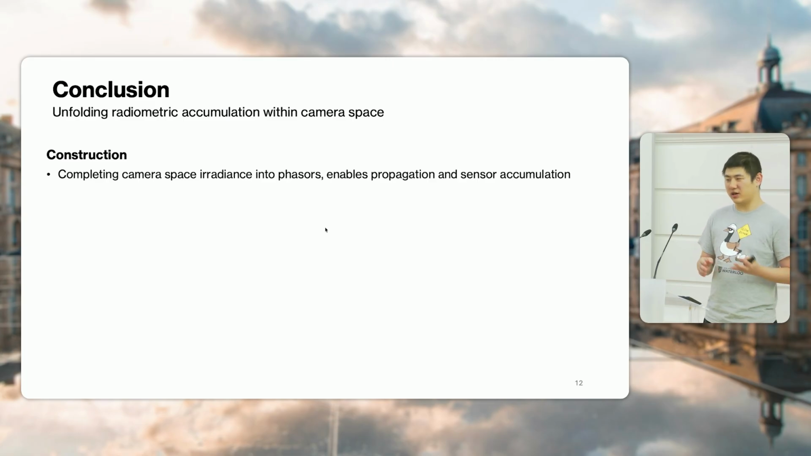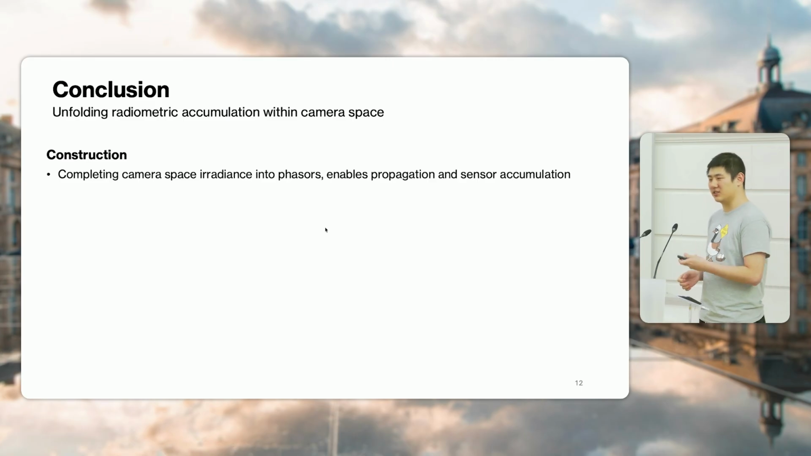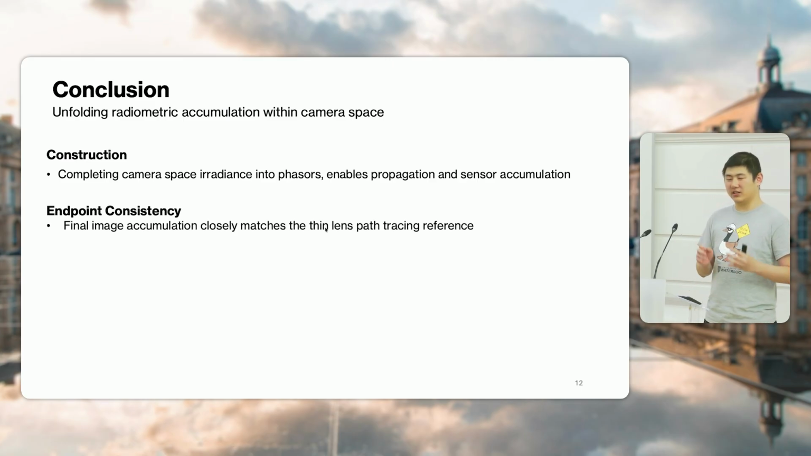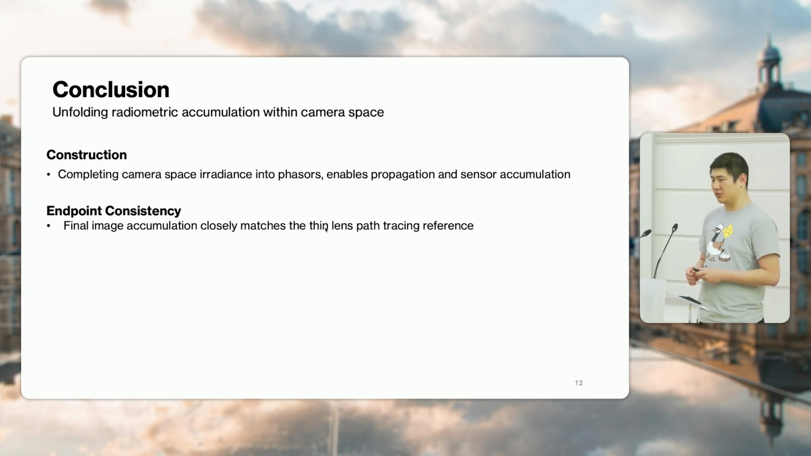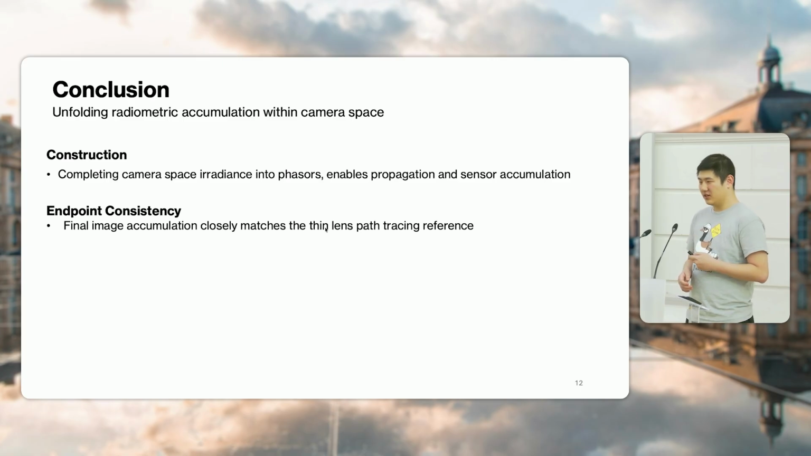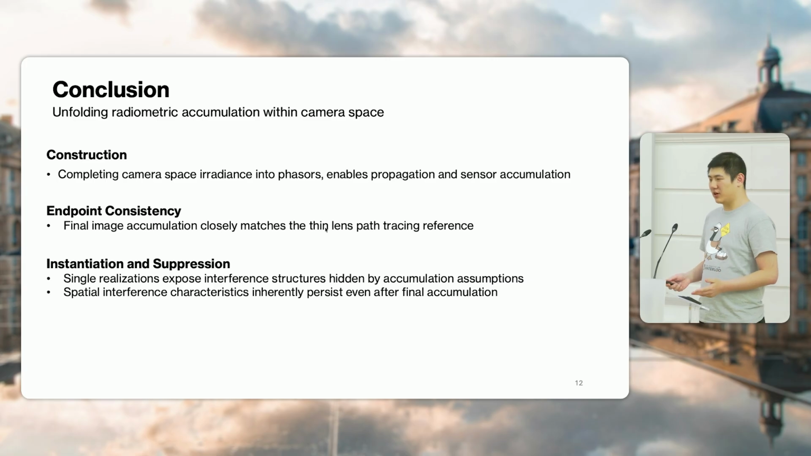We proposed a construction. We compute camera space irradiance into phasors and propagate them to the sensor and accumulate on the sensor. We show the endpoint consistency. So the final image closely matches the seamless path tracing reference under the matched camera configuration. At the same time, a single realization reveals interference structure that is usually hidden by those assumptions, and the temporal or spectral accumulation progressively suppresses that structure.